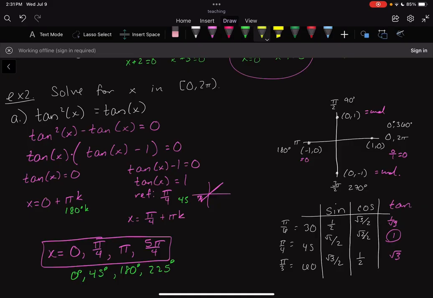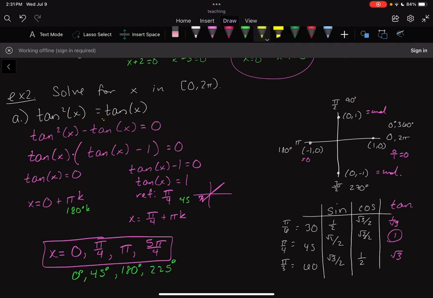Sometimes I've also seen students with this one try to divide by tangent and just get rid of it. What that does is it actually leaves you with this equation. So you'll be able to get part of your answer, but you would miss out on this equation, so you won't be able to get full credit for that. So be careful.